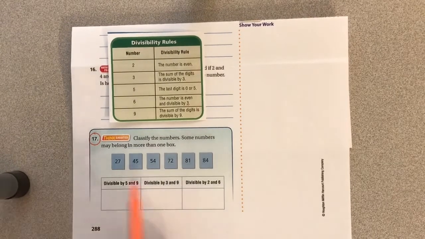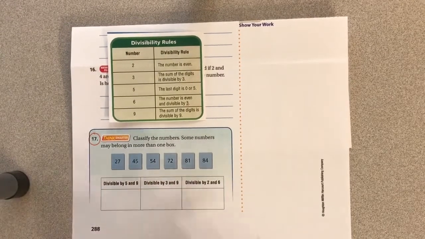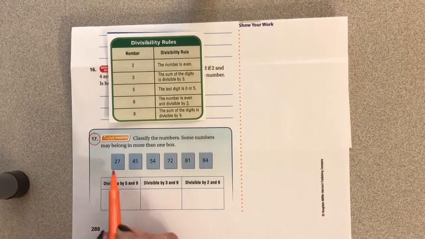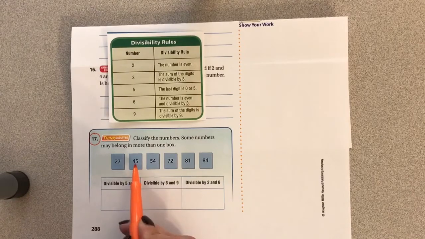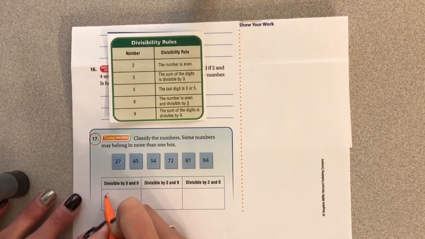Is number 17 on page 288. So we want to know which of these numbers go into which boxes, and they can belong in more than one box. So we want to know if 27 is divisible by 5 and 9. So I know that 27 is not divisible by 5 because it does not end in a 5. 45 is divisible by 5 because it ends in a 5. And I know that 9 times 5 is 45, so 45 is going to belong in this box.